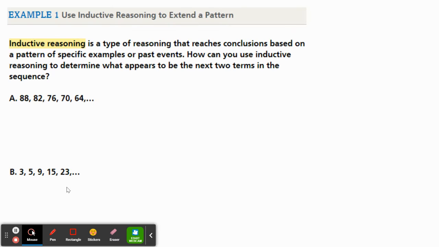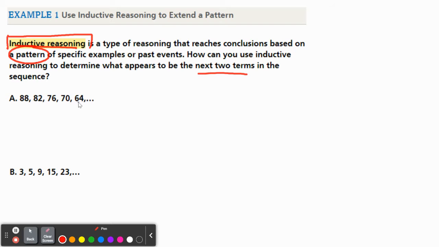So it says, example 1, use inductive reasoning to extend a pattern. Inductive reasoning is a type of reasoning that reaches conclusions based on a pattern, specific examples or past events. So again, inductive reasoning is based off of patterns of the past, right? So how can you use inductive reasoning to determine what appears to be the next two terms in the sequence?